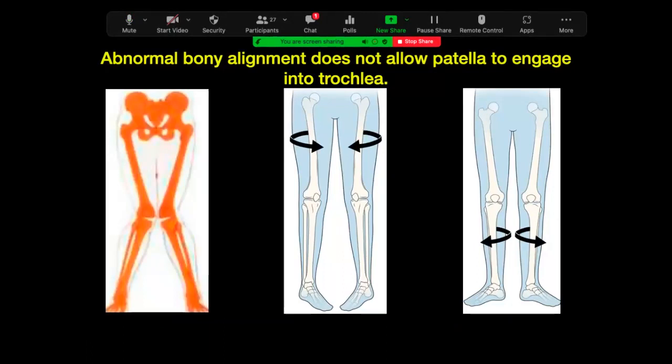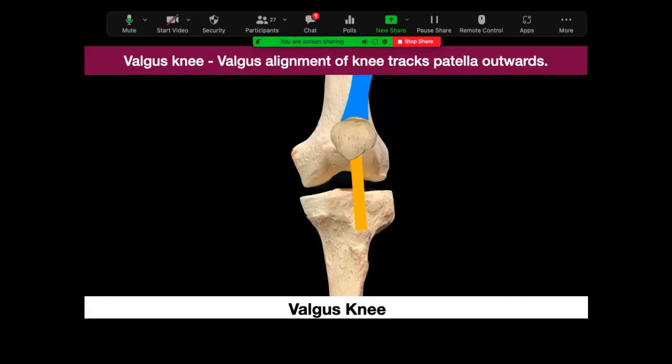The final group, the third group, is abnormal bony alignment, which does not allow the patella to engage into the trochlea. If your bony alignment is abnormal, your patella will never go into the trochlea, which is the main point where the patella stabilizes. For example, if someone has a valgoid knee, or abnormal femoral version, or abnormal tibial version, or rotational malalignment, in all these cases the patella will not go in.